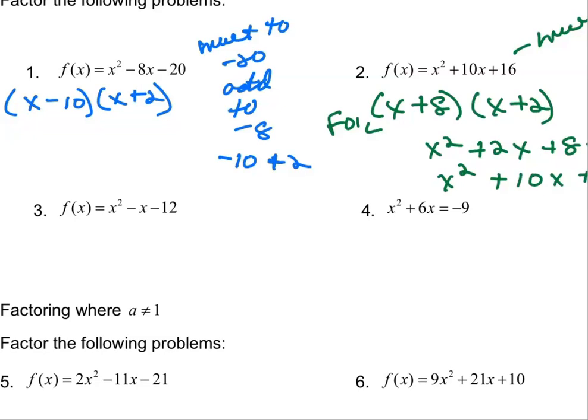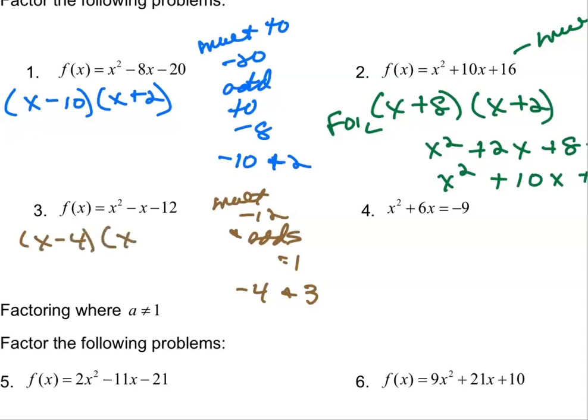Okay, the next one, also easy factoring because the coefficient of the x squared is 1. So with the easy factoring, you're going to say what multiplies to negative 12 and adds to negative 1. So I know right away it's negative 4 and positive 3. So that's going to give me x minus 4, x plus 3, and we're done.